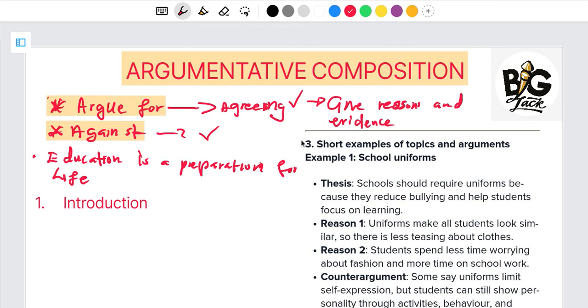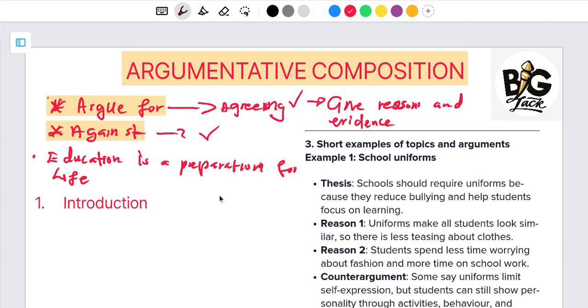Then apart from giving reasons as well as evidence, you need to consider the opposite side and show that it is weak. You have to consider it and show that the other opposite side is weak. For example, education is a preparation for life.